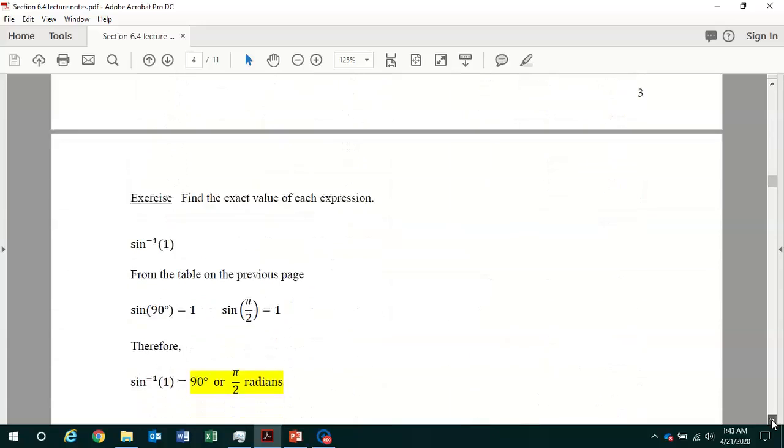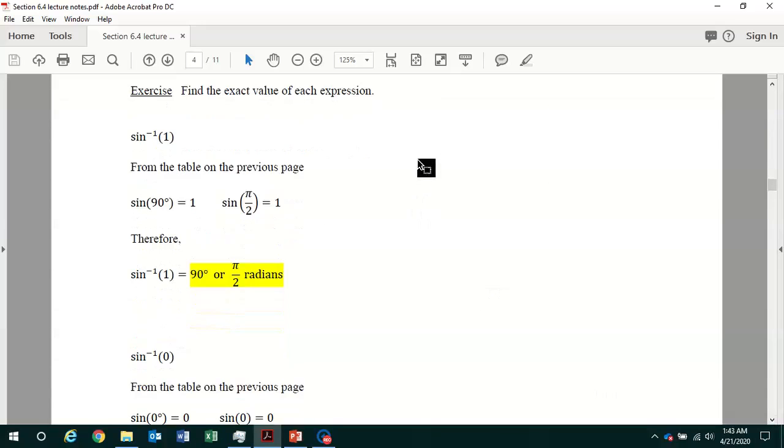So let's take a look at some examples on page 4 of your note packet. We're going to find the exact value of each expression. So what's the inverse sine of 1? We know the inverse sine of 1 is going to equal an angle. What angle is it going to equal? Well, from the table on the previous page, we know that the sine of 90 degrees is equal to 1, and the sine of pi over 2 radians is also equal to 1. So therefore, the inverse sine of 1 is equal to the angle 90 degrees, which is the same as the angle pi over 2 radians.